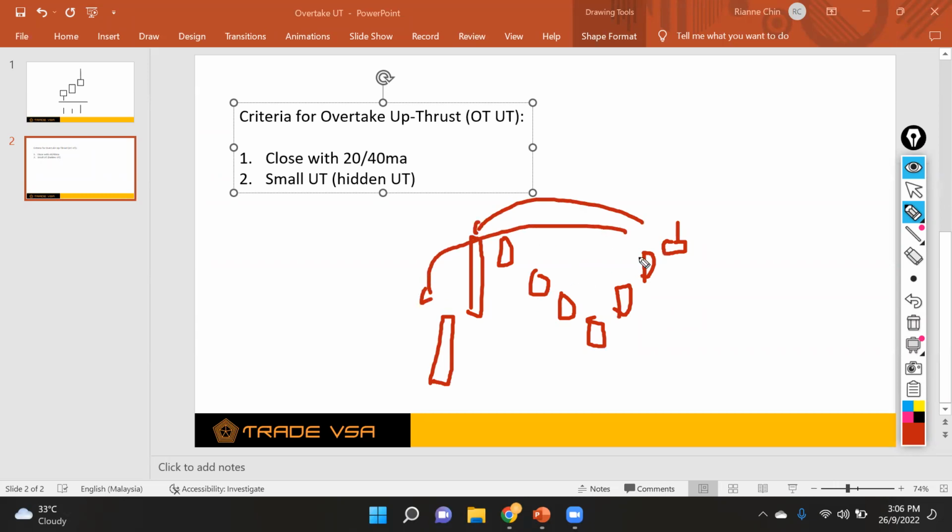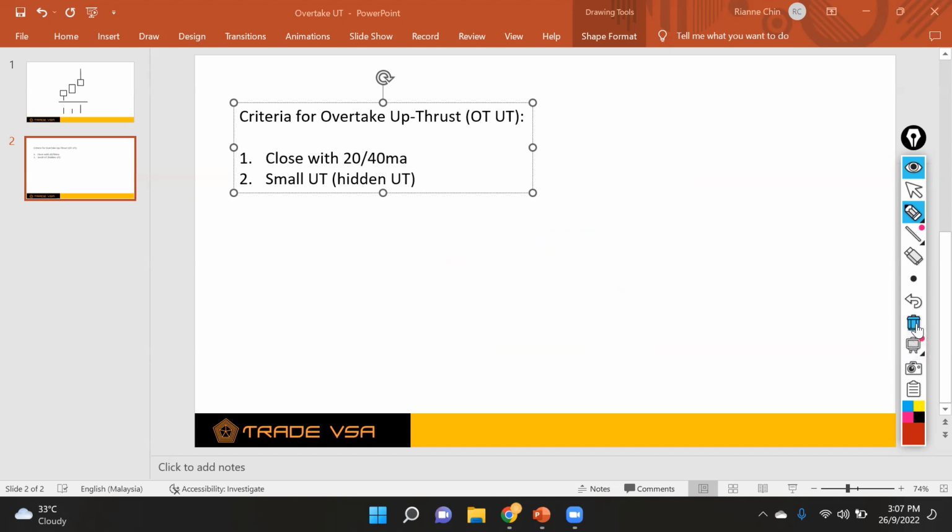But if you see a big candle like this, with a long tail, where the overall candle is like two times the line change, then that is considered a big UT. So a small UT is always good for the upthrust to be successful, because this means there is resistance, there are sellers, but maybe it's a very small group of sellers. So the chances for them to break up further are very good.